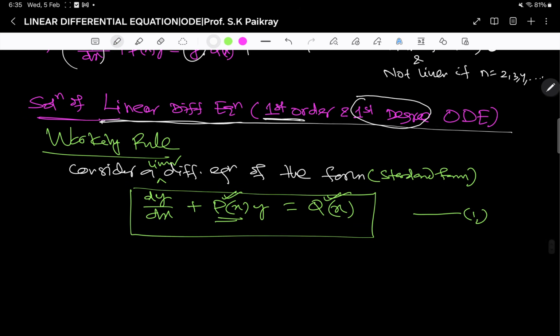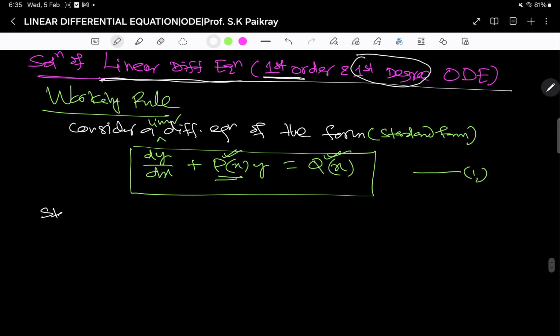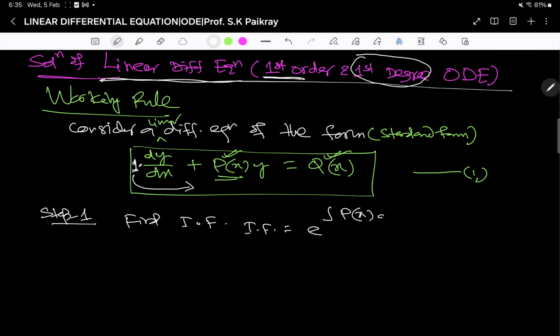Now coming to the working rule. In step 1, you find the integrating factor. You must be sure that the coefficient of dy by dx here is 1. If it is not 1, then we divide and make it 1. The integrating factor is equal to e to the power integral p(x) dx.